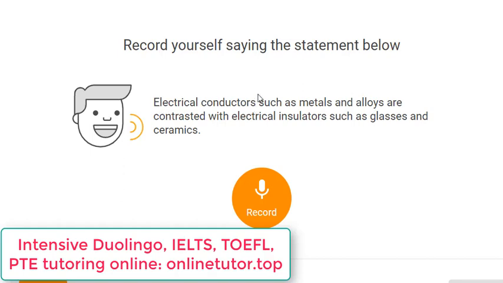Electrical conductors, such as metals and alloys, are contrasted with electrical insulators, down, such as glasses, up, and ceramics. And now let's put it together. Electrical conductors, such as metals and alloys, are contrasted with electrical insulators, such as glasses and ceramics. Something like that.